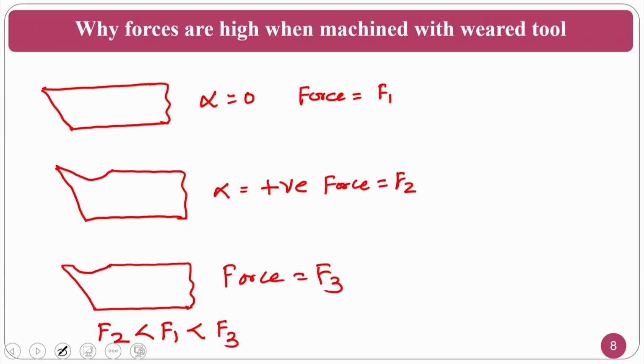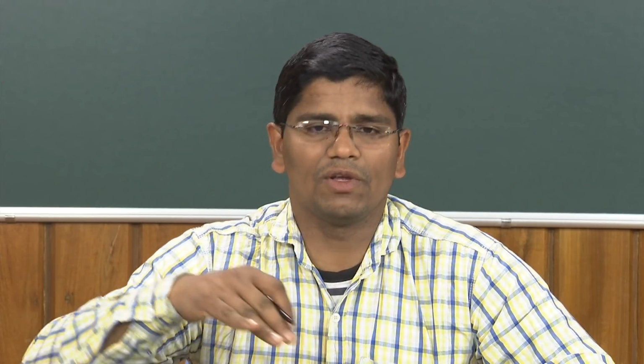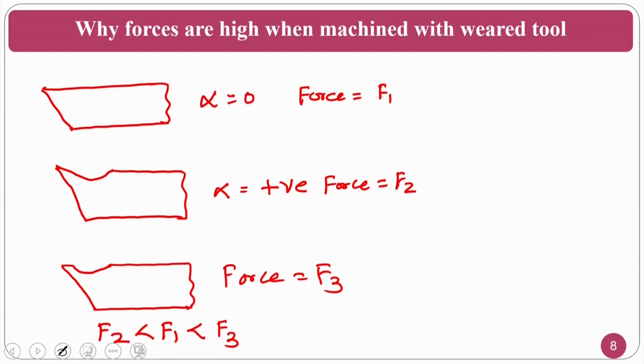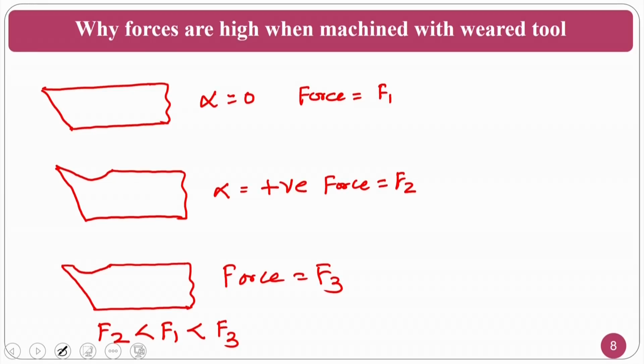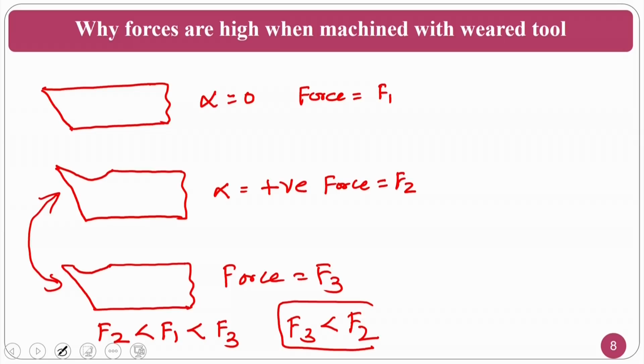Normally a positive rake tool experiences less force because the chip flow will be uniform and it is aerodynamic. In terms of a zero rake tool, the frictional force is very high because the chip moves parallel to the rake surface. That's why normally F1 is higher than F2. If crater wear takes place, the force experimentally will increase. But geometrically, it resembles your positive rake tool. These two look alike. In that circumstance, F3 should be less than F2, but this statement is wrong.